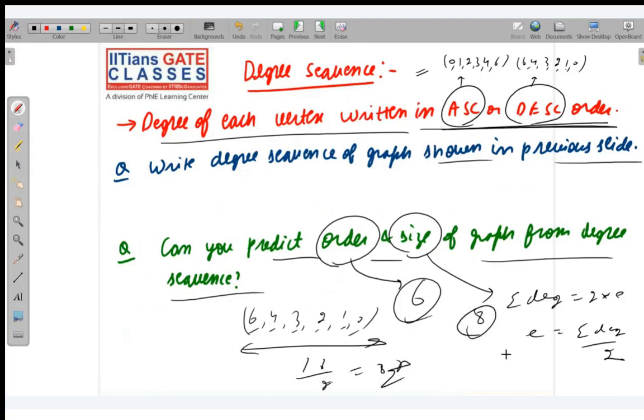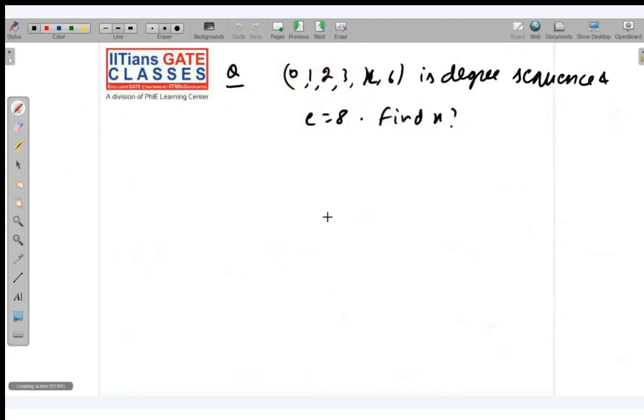I will jump to the next slide. Next is this: 0 1 2 3 x 6 is the degree sequence and E is 8. Find the value of x. E means the number of edges is 8. Find the value of x.